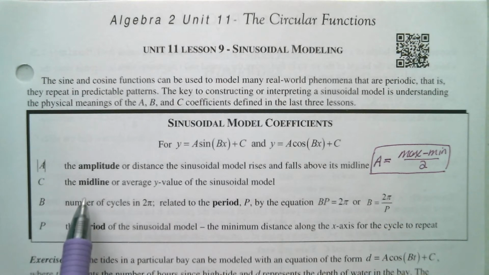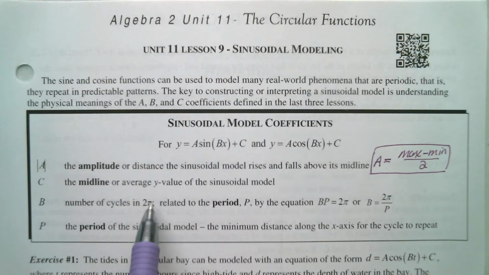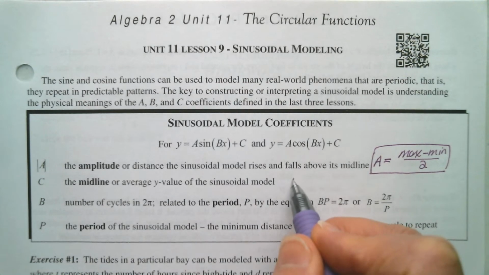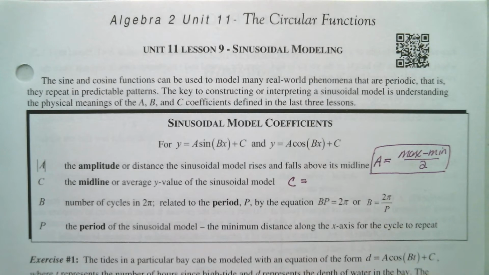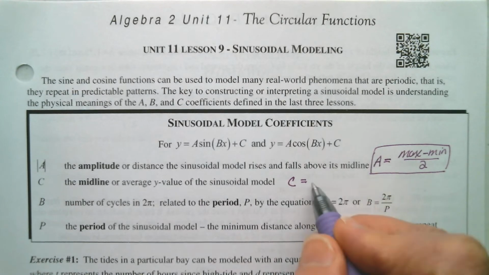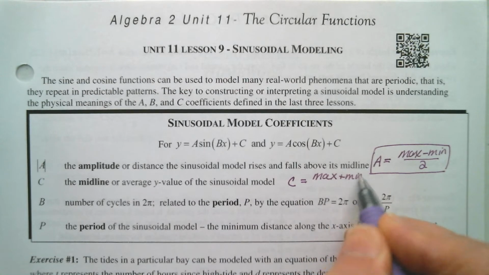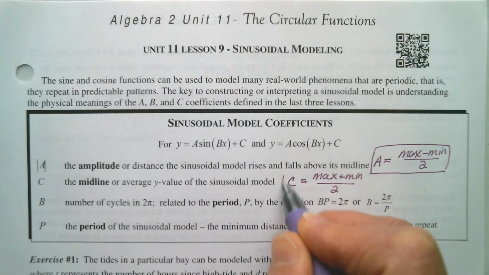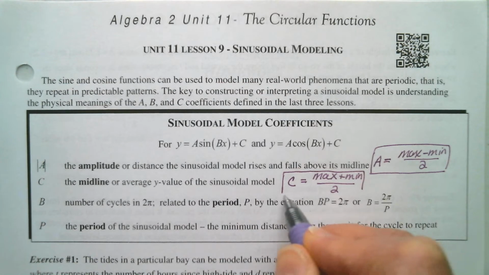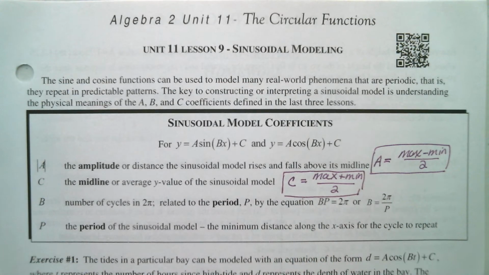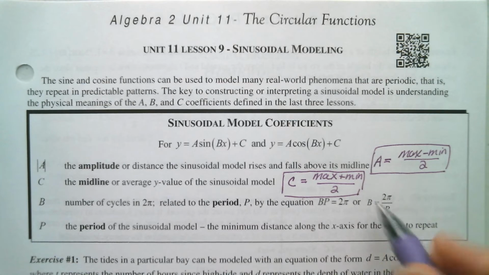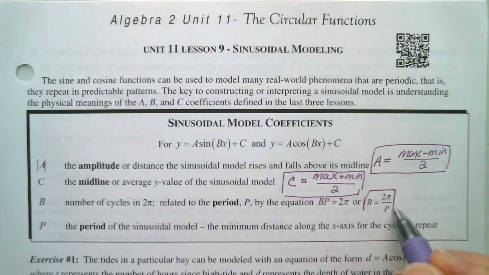C, the midline or average y value. The formula for determining that based on the max and the min, well, it's the average. It's the max plus the min divided by 2. B is the number of cycles in 2 pi. It's related to the period. B is equal to 2 pi over P.